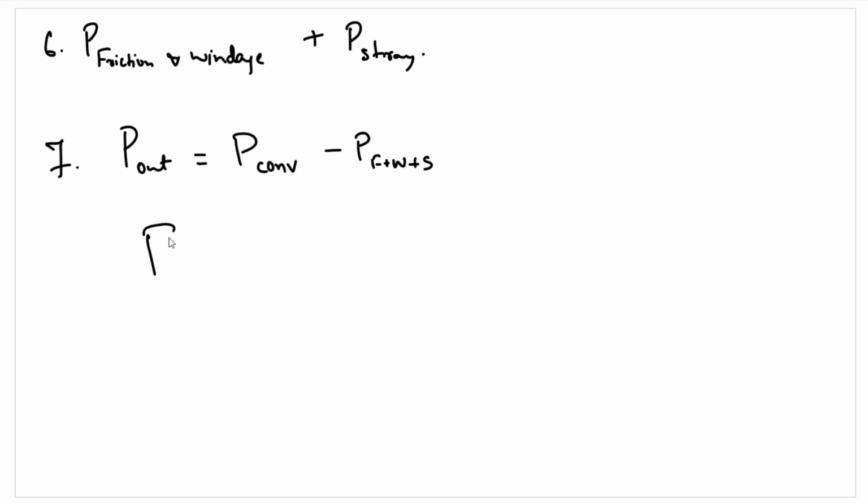Also, P output can be calculated using the load torque and the mechanical speed of the rotor. If we know the load torque and the speed of the load, and we have already calculated the converted power, we'll be able to find out how much the friction losses, the windage losses, and the stray losses are in this induction motor. So these are the power equations of this induction motor. We need to derive the torque equation from the induced torque.